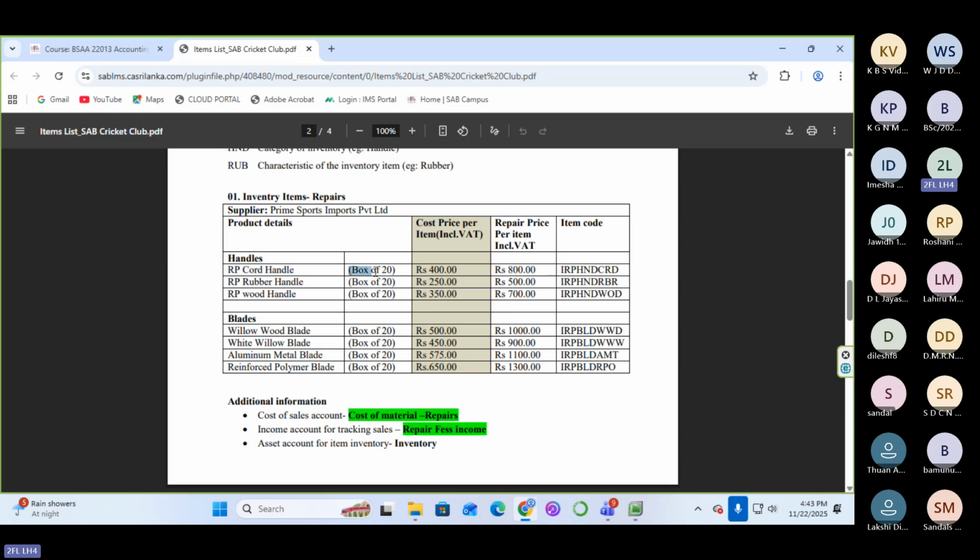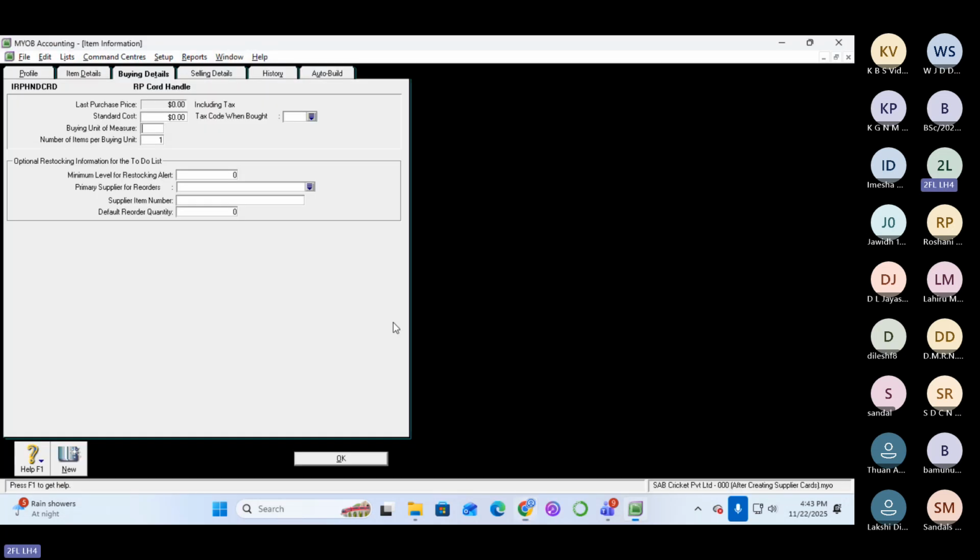Here you can see box of 20, right? So this code handles, you are buying in packs or boxes. Each box contains 20 handles, right? Therefore, here the buying unit of measure is box, right? Then the number of items per buying unit.